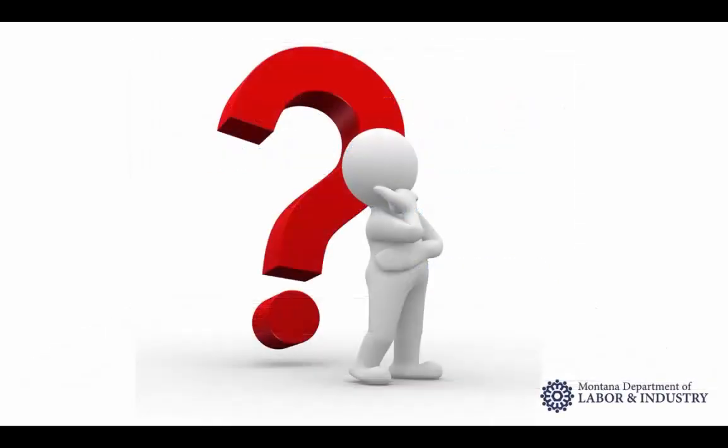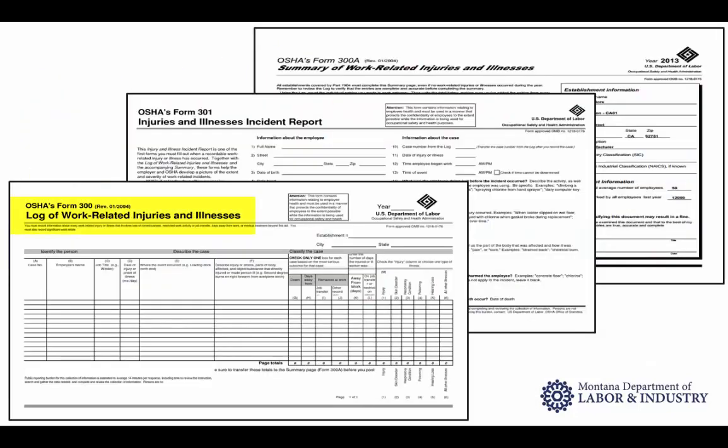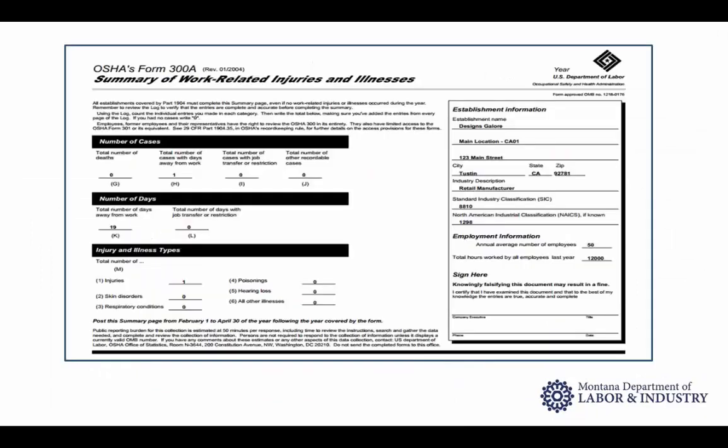You may be wondering if the new OSHA rule applies to you. If your business falls under one of these guidelines, you must file electronically. If you have 250 or more employees, you must submit your OSHA 300 Injury Log, 300A Summary of Work-Related Injuries and Illnesses form, and the 301 Incident Report electronically. If you have 21 or more employees in certain high-hazard occupations, you must submit your OSHA 300A Summary electronically.